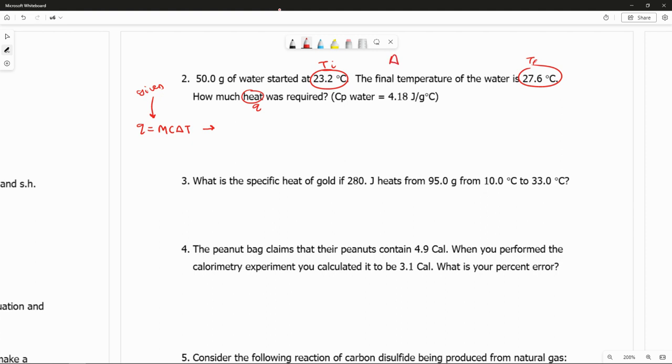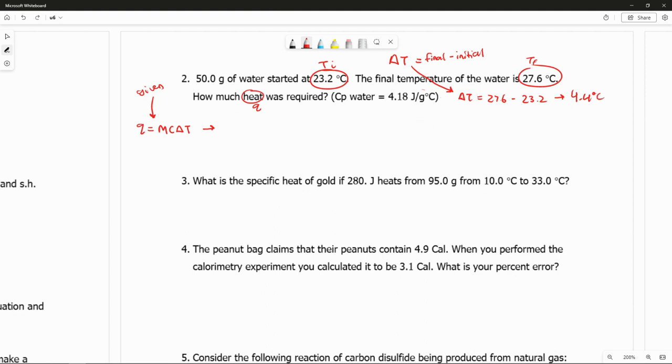Let's figure out delta T first. Delta T is going to be final minus initial. And we have our final here and initial here. So moving here, delta T is going to be equal to final 27.6 minus initial 23.2. Subtract both of these and you're going to get 4.4 degrees Celsius for your delta T.